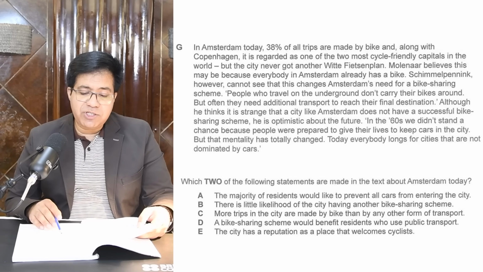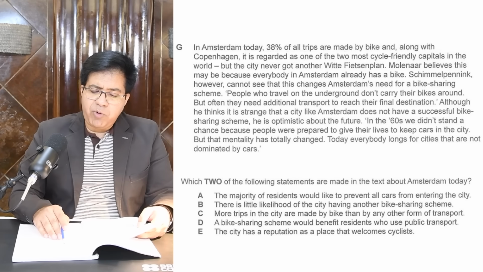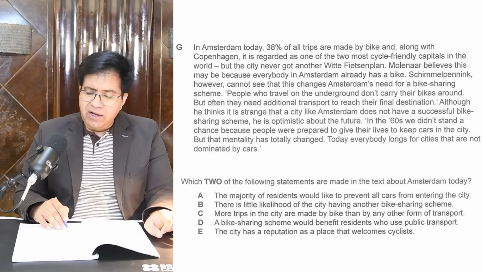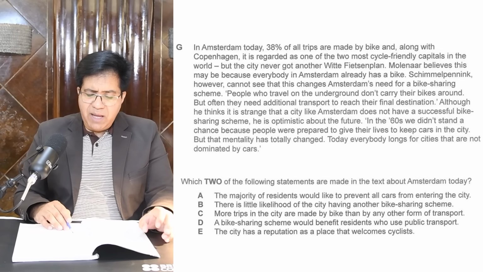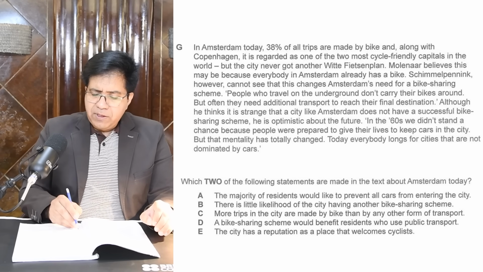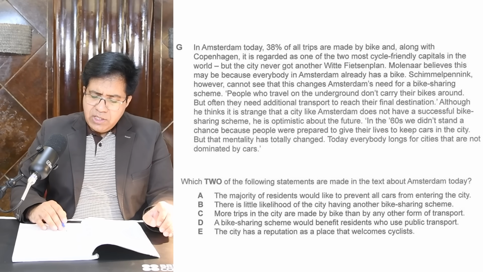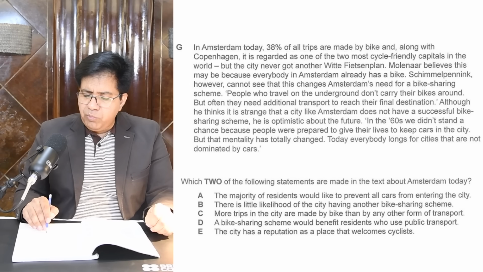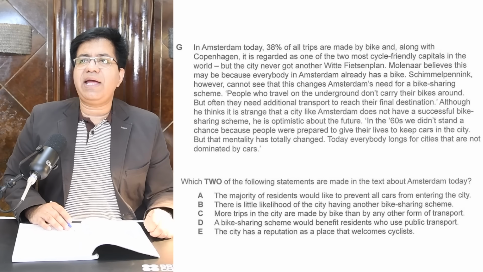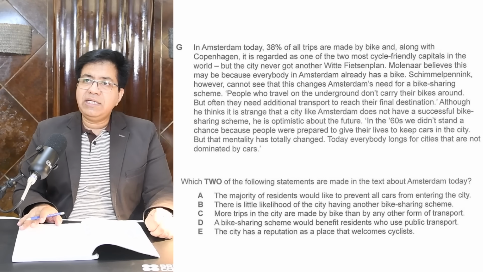That is option E. City has a reputation as a place that welcomes cyclists. For that, they say it is regarded. It means like Amsterdam or Copenhagen, it is regarded as one of, Copenhagen is the city actually. So it is regarded as one of the two most cycle-friendly capitals in the world. So the first correct answer is option E.